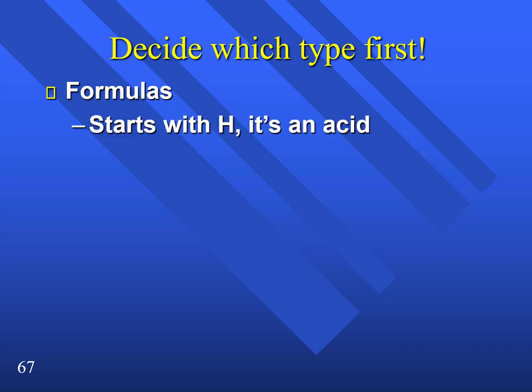It starts with H, it's an acid. And from that point, I look at, does it have hydro or not? If it does have hydro, we know what to do. If it doesn't have hydro, is it ic or ous? Because ic, I ate it. I am there if it's ous, so it's ite.